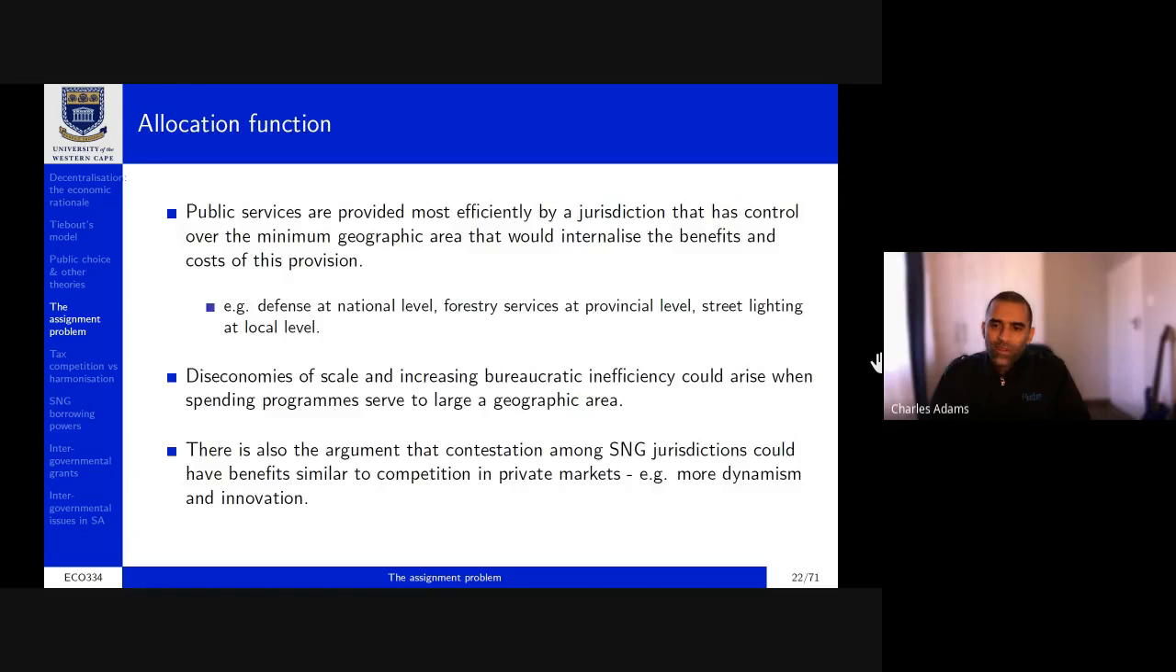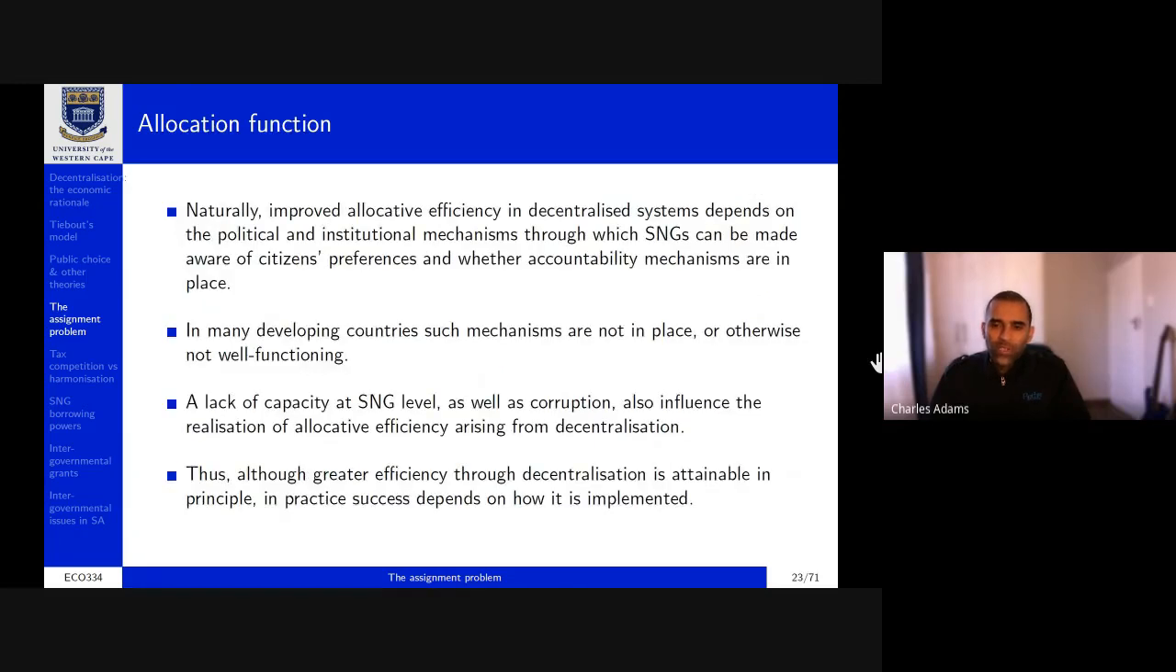So we've touted the benefits of subnational governments, but these benefits can only be realized in instances where the mechanisms that give effect to these benefits are actually in place, right? So are citizens able to reveal their preferences, and are their preferences being observed and responded to at a subnational government level? Also, are the accountability mechanisms in place to hold officials and bureaucrats at subnational government level accountable?